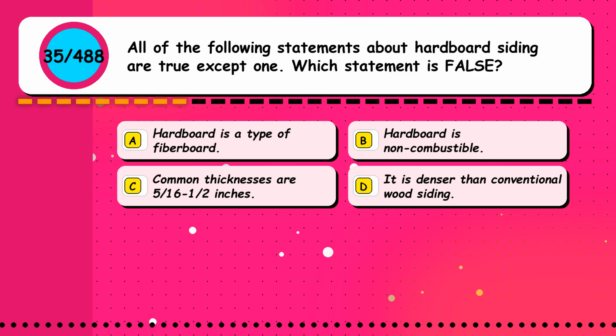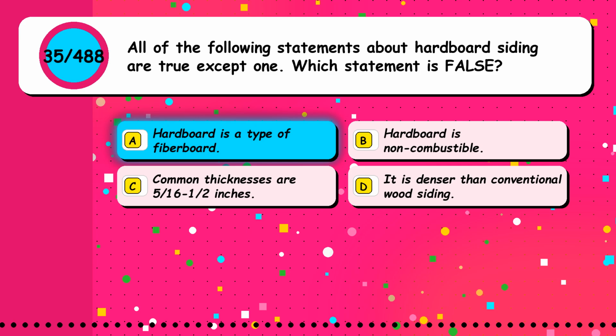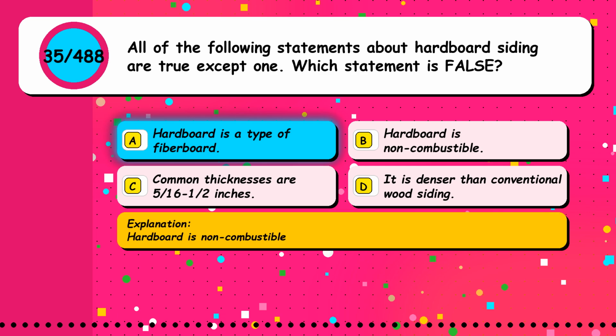Question 35. All of the following statements about hardboard siding are true except one. Which statement is false? Option A, hardboard is a type of fiberboard. Option B, hardboard is non-combustible. Option C, common thicknesses are 5/16 to 1/2 inches. Option D, it is denser than conventional wood siding. The correct answer is option A, hardboard is a type of fiberboard. Hardboard is non-combustible.